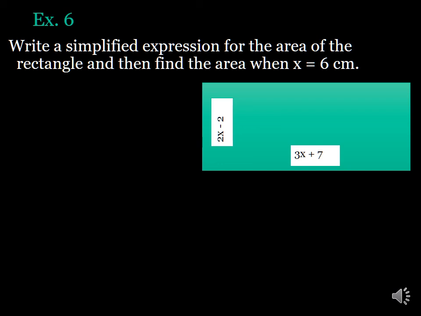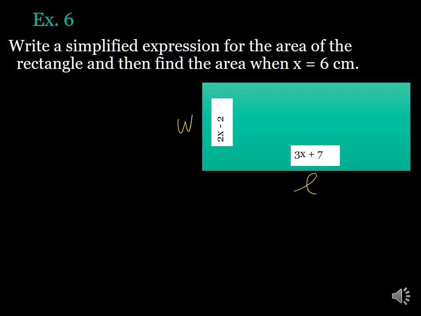The last example that we are going to do for our video lesson, a little bit of a word problem. So you're going to write a simplified expression for the area of the rectangle and then find the area when x equals 6. So we have a rectangle. I'll call that the length. I'll call that the width. So we have a length, we have a width, both with x's in them. We're going to come up with an expression and then figure out what the area is.